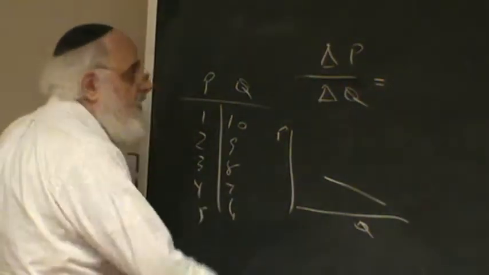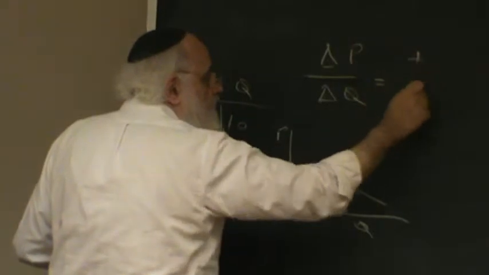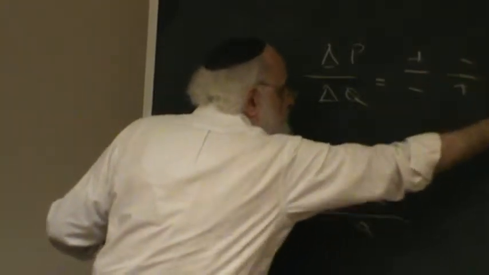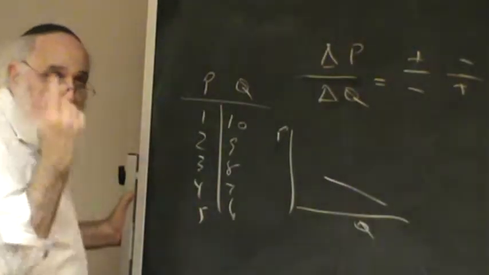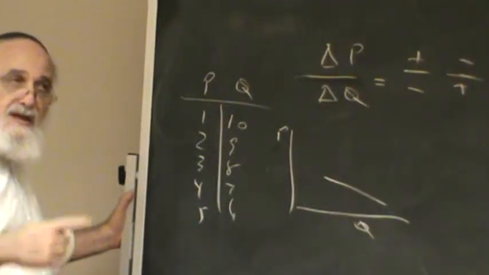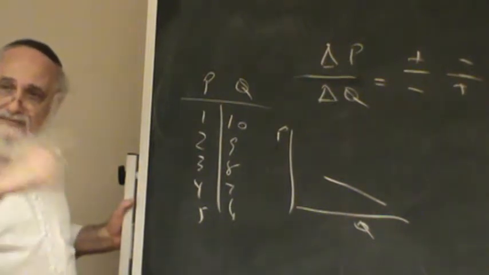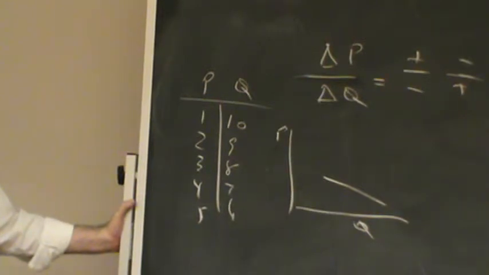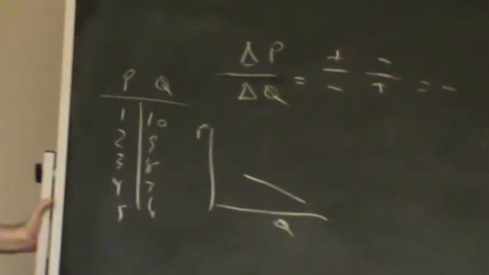Why is the slope of this curve negative? Because when price is going up, quantity is going down, and when price is going down, quantity is going up. Therefore, it's either plus over minus or minus over plus, which gives you a negative value. The change in P is positive and the change in Q is negative, or the change in P is negative and the change in Q is positive. It's always negative because when price goes up, quantity goes down. So price and quantity are inversely related to each other.